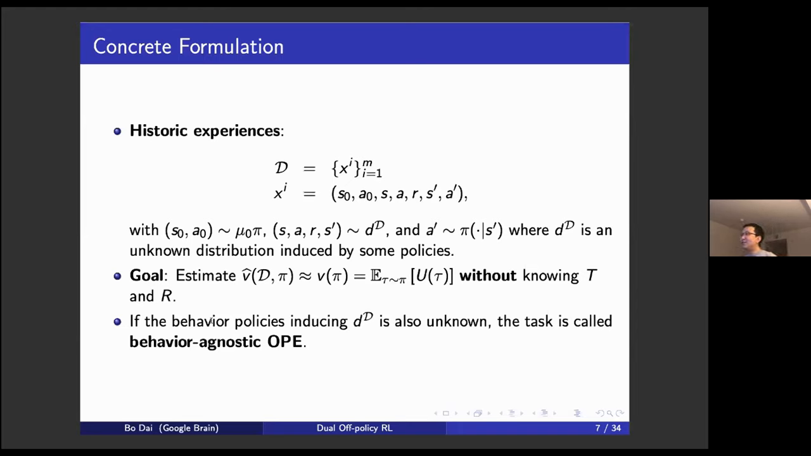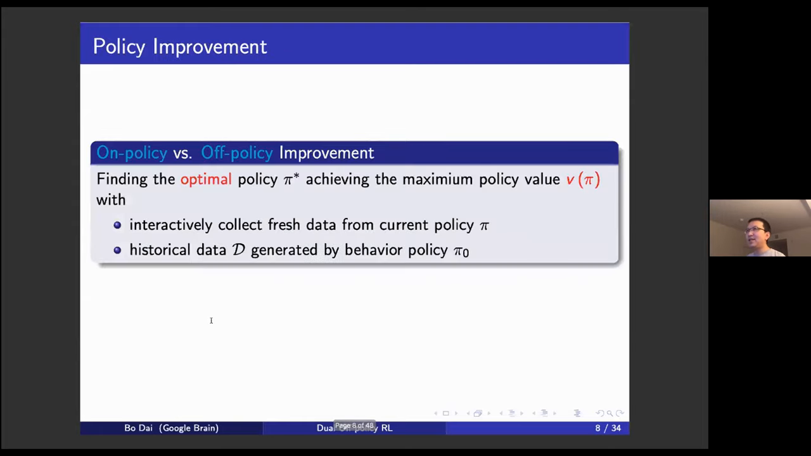And yeah, so far so good. I gave an introduction to one core problem in reinforcement learning, which is policy evaluation. And next is policy improvement. It's another problem, which says, okay, I don't want to get just the value of the policy. I want to find the optimal policy, which means I want to find the policy pi star, which achieves the maximum policy value.